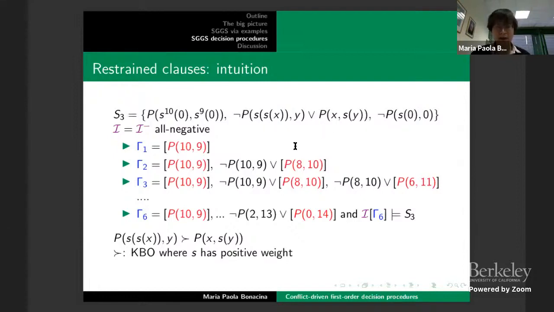Now, what we see right away is that in this second clause, the atom P(S(S(X)), Y) is larger than the atom P(X, S(Y)). For example, it is larger in any lexicographic path ordering because S(S(X)) is larger than X, but also in any Knuth-Bendix ordering where S has positive weight, because here we have 2 occurrences of S and here only 1.